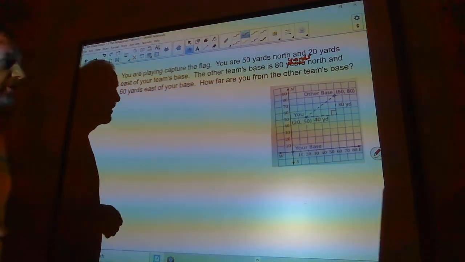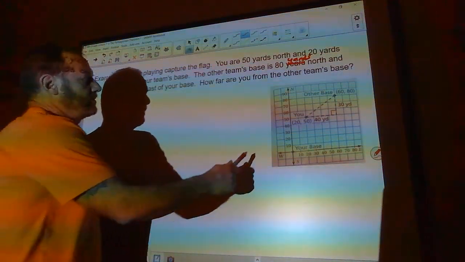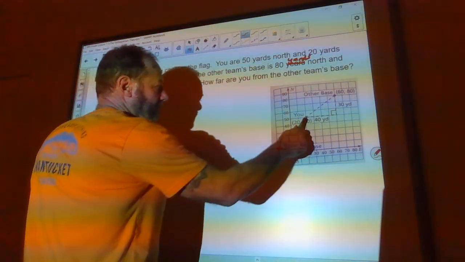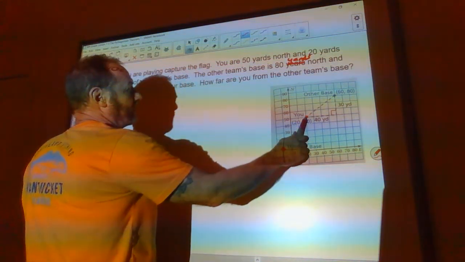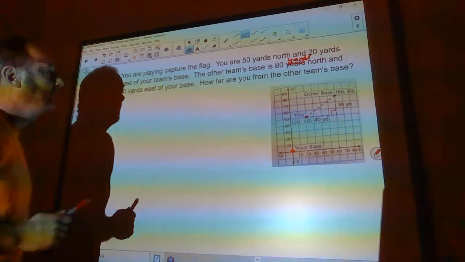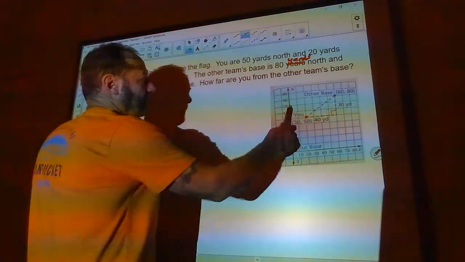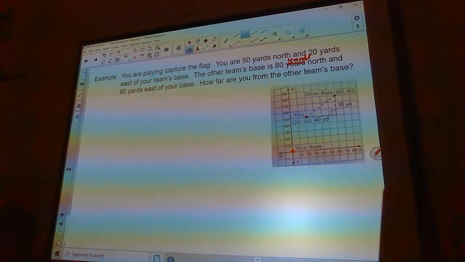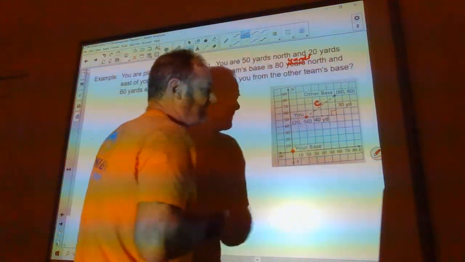Okay, so we've got a little graph here. Here's your base right here. Here's you. You're 50 yards north and 20 yards east. And the other team's base is 80 yards north and 60 yards east of your base. How far are you from the other team's base? So basically what you have to do is calculate that distance right there.